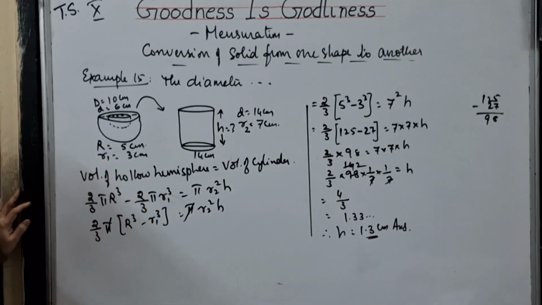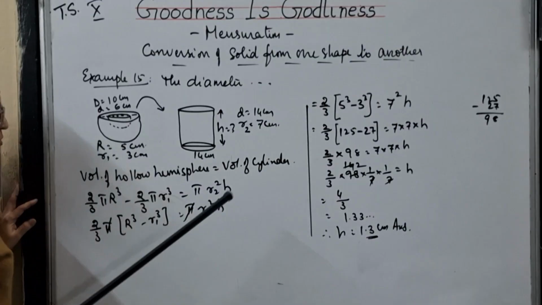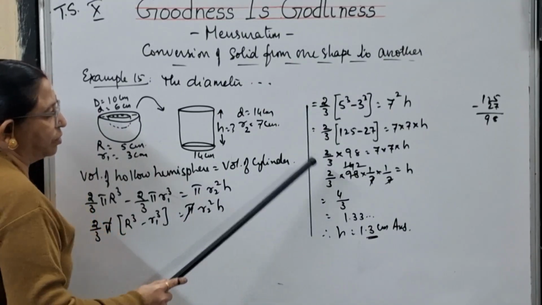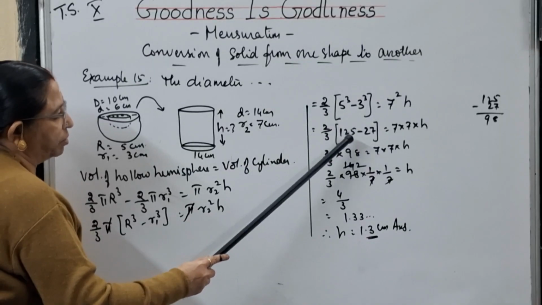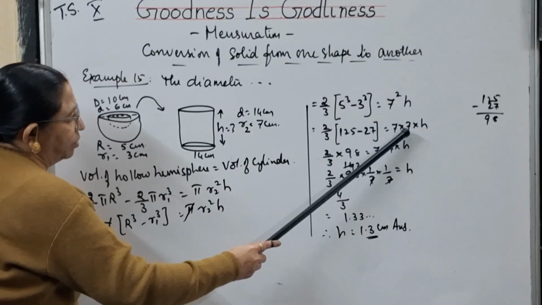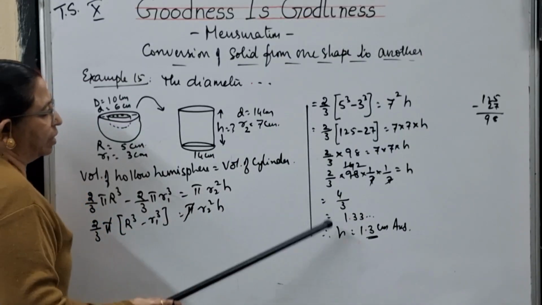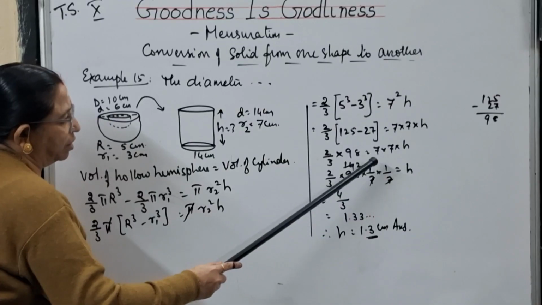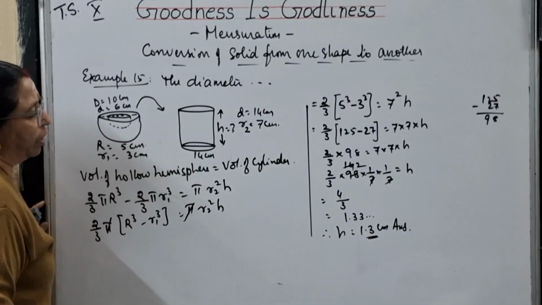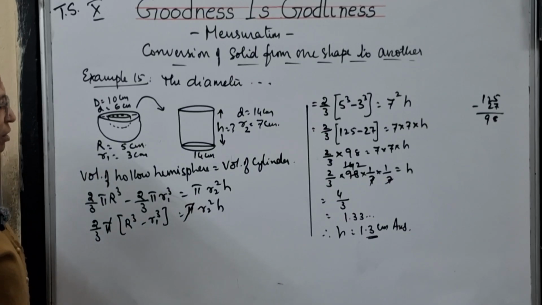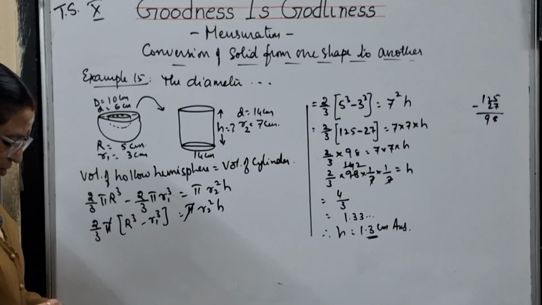That means what, children? 2 by 3 into R cube, 5 cube minus 3 cube, is equal to 7 square into h. That is 2 by 3 into 5 cube, 125, minus 3 cube, 27, is equal to 7 into 7 into h. So this is the calculation that I have given. When these two sevens come to the other side, you have to write the reciprocals. So on cancellation, I have got h as 1.3 centimeters. Please note it down and learn the sums.